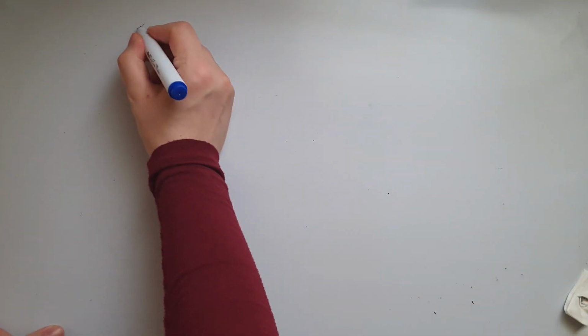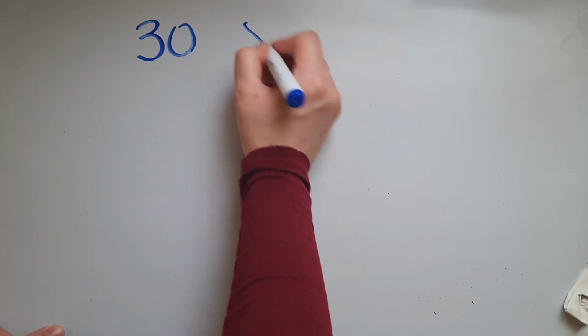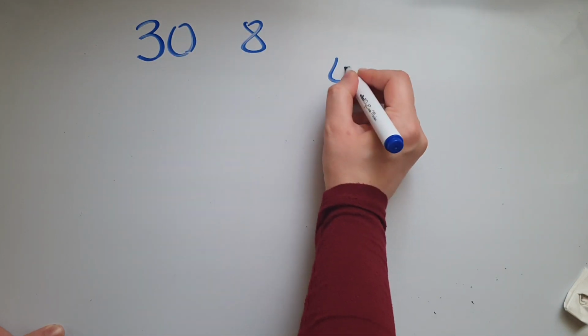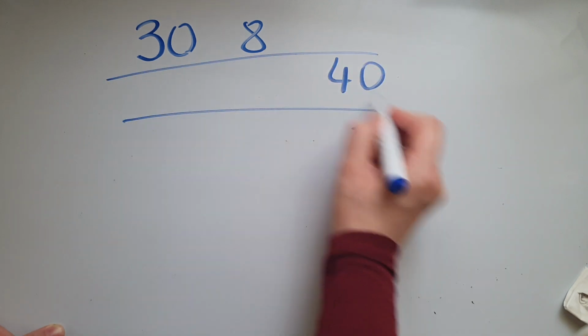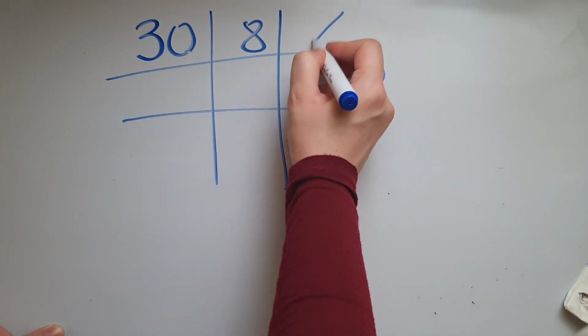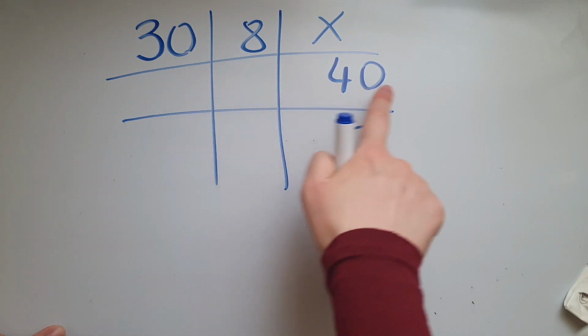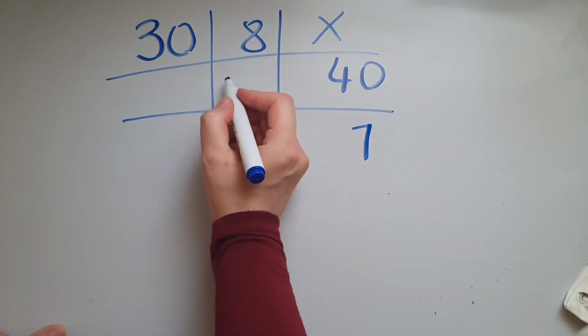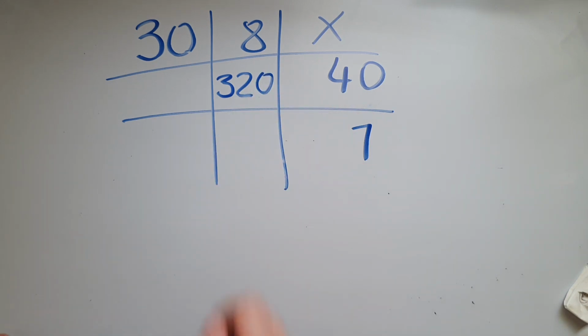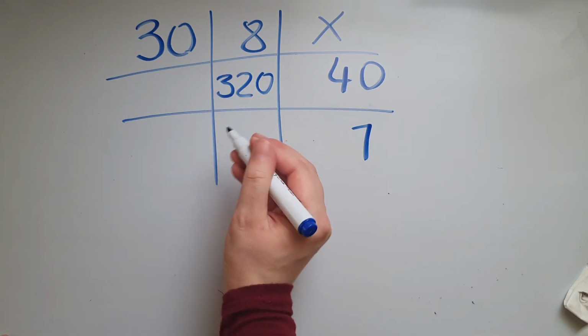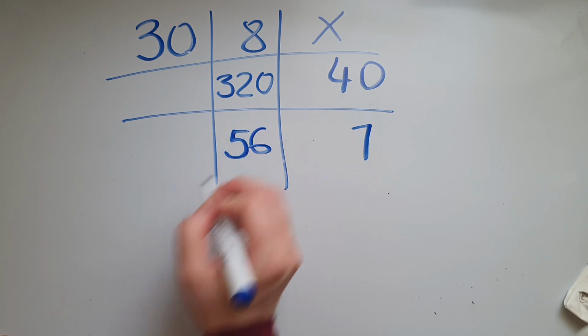So 38, 30 and 8, times 47, 40 and 7. 8 times 40. 8 times 4 is 32. Adding the 0 gives us 320. 8 times 7 is 56.